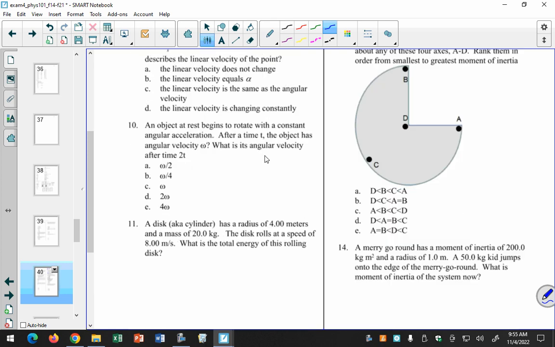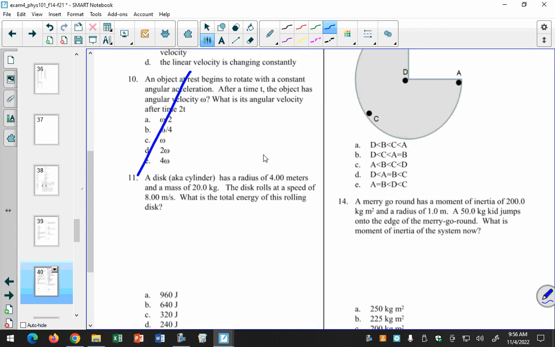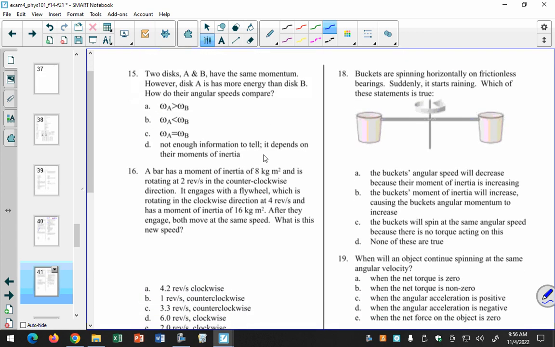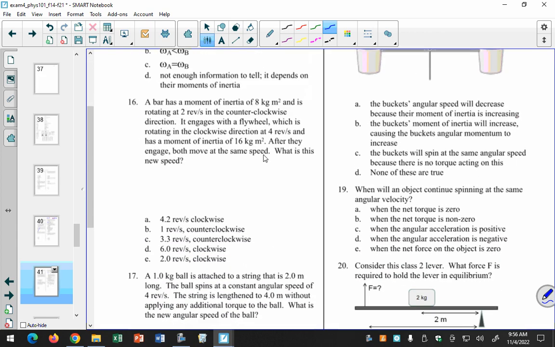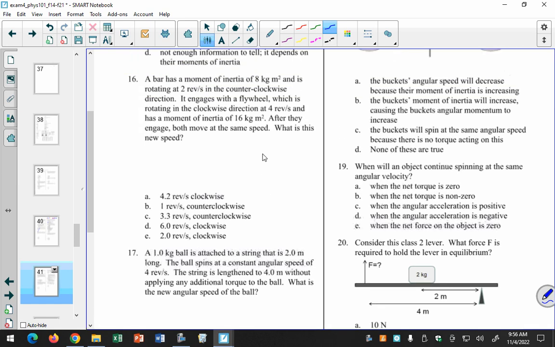Let's see if there's another one, that number 10. Number 10 is from chapter 7. Not going to see it on this. I was just looking at that. Okay. Can we do number 16? We'll go to another exam. There's another one like that I want y'all to see.